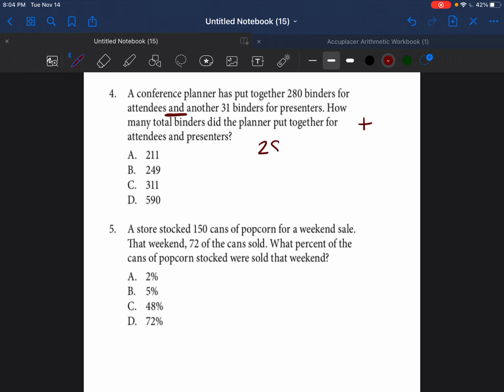So very simple, 280 plus 31. We're going to practice adding that very quickly. 0 plus 1 is 1. 8 plus 3 is 11. Carry the 1. 311. The answer will be C. So just practice your addition, practice subtracting, and just make sure everything is all lined up when you're practicing this.